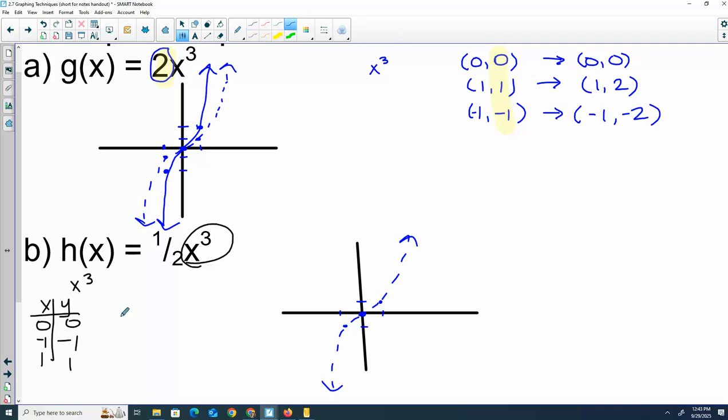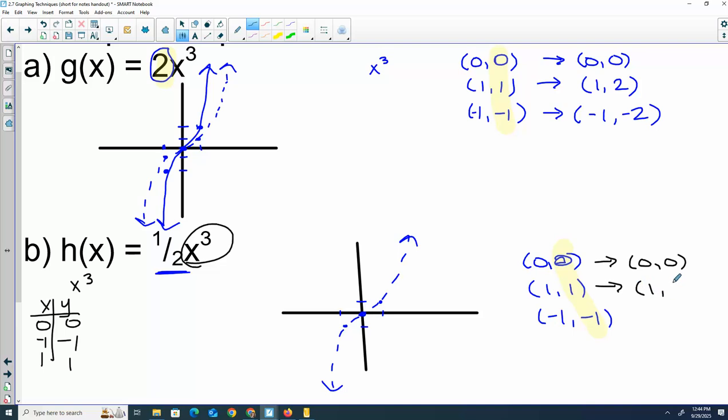What will my 1/2 do? It's going to take your y values times 1/2. Okay, you don't have to write out ordered pairs, but if it helps you, you can. It's outside because it's not being cubed, so all I do is take every one of those y's times 1/2. 0 times 1/2 is still 0. 1, 1 becomes 1, 1/2. Negative 1 becomes negative 1, negative 1/2.